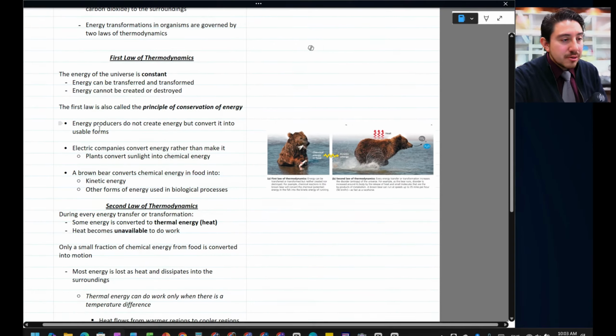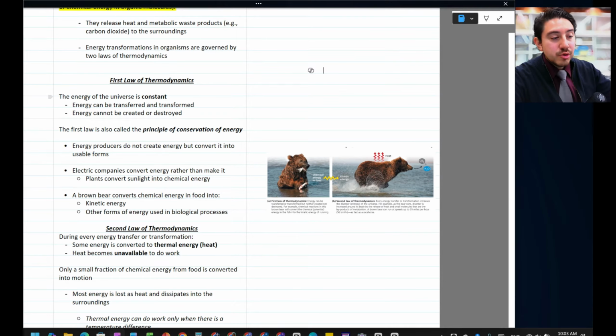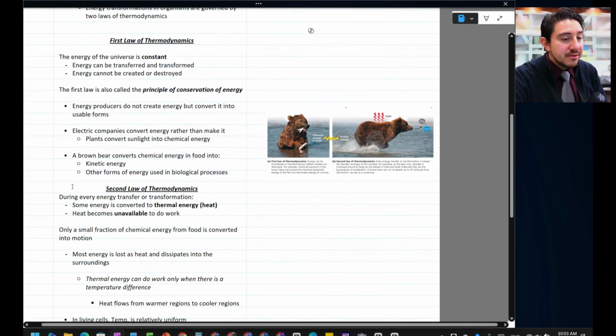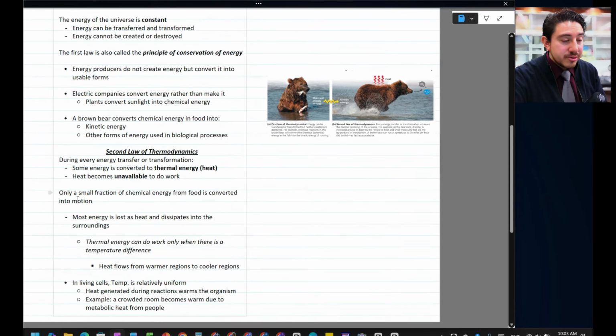The first law of thermodynamics: the energy in the universe is constant. So there's a net amount, and energy can be transferred and transformed. You can pass it from one system to another, and you can convert it from one form of energy to another. You cannot destroy energy or create energy. There's always just a conversion of energy. The first law is called the principle of conservation of energy. Energy producers do not create energy, but convert it to usable forms.